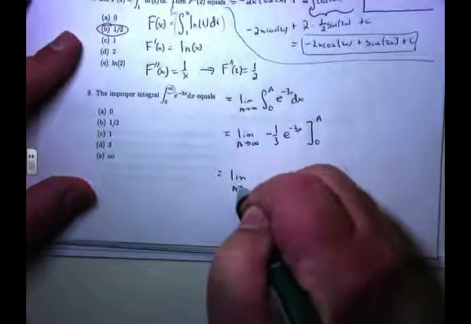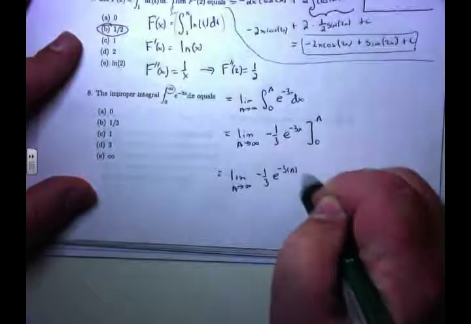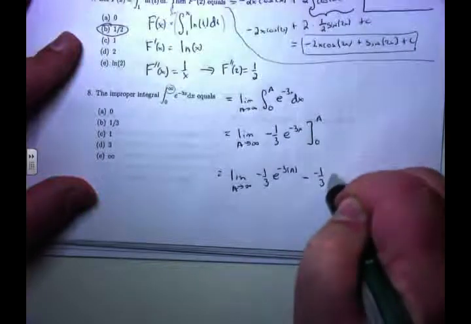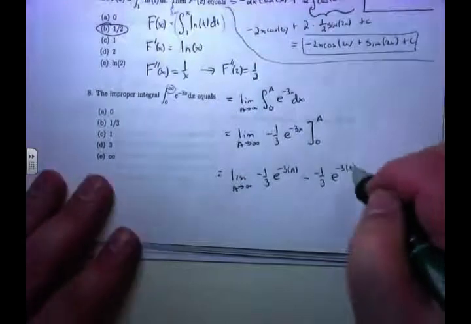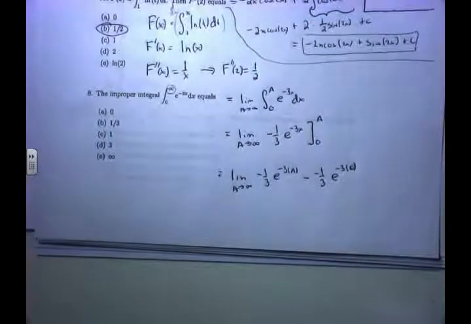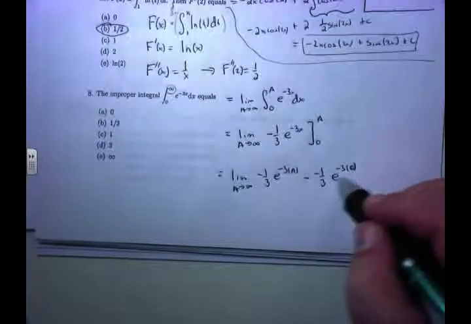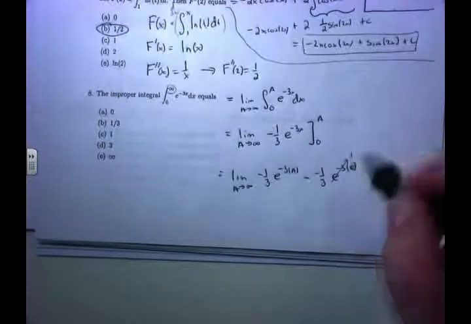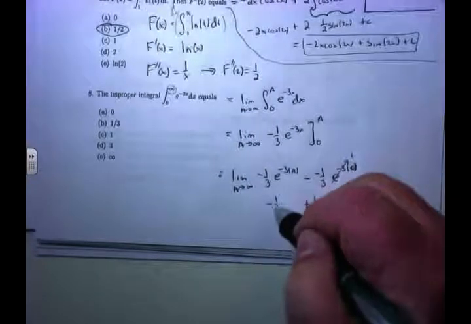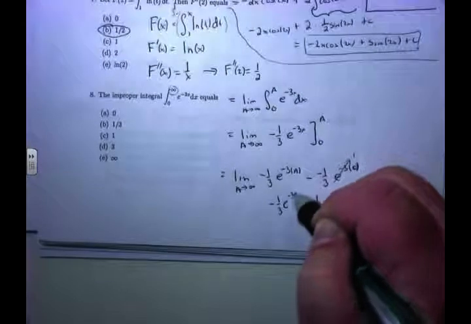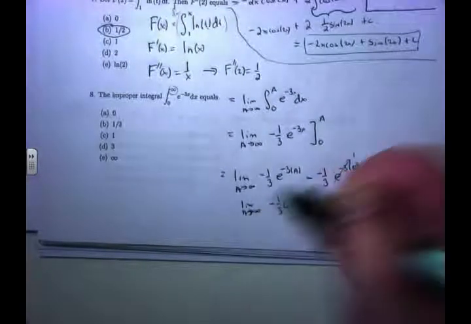So I take the limit as a approaches infinity of negative 1/3 e to the negative 3 times a, minus negative 1/3 e to the negative 3 times 0. Fundamental theorem of calculus: I plug in top minus plug in bottom on my bounds. Cleaning this up, negative 3 times 0 is 0. E to the 0 is 1. Negative negative makes it a positive 1/3. And this is negative 1/3 e to the negative 3 times a, and I'm taking the limit as a approaches infinity.